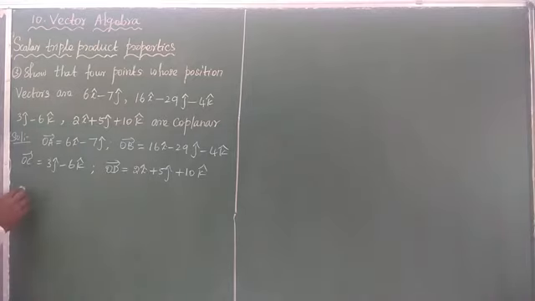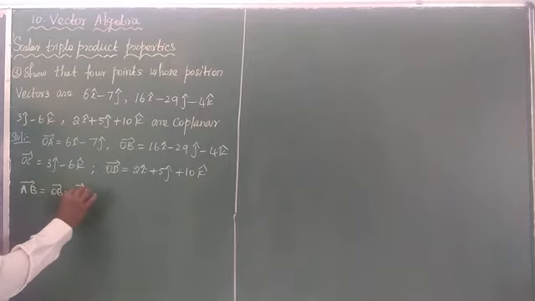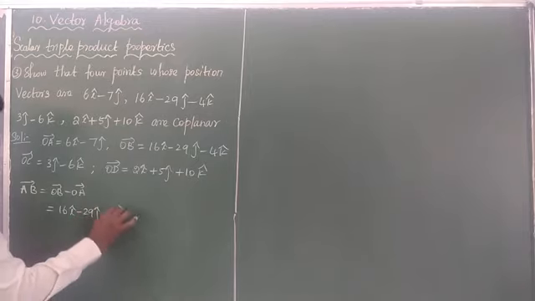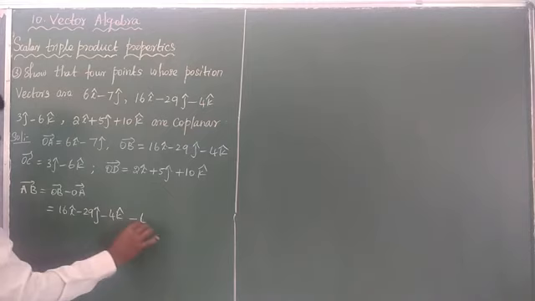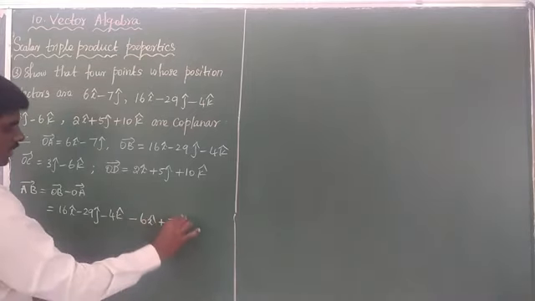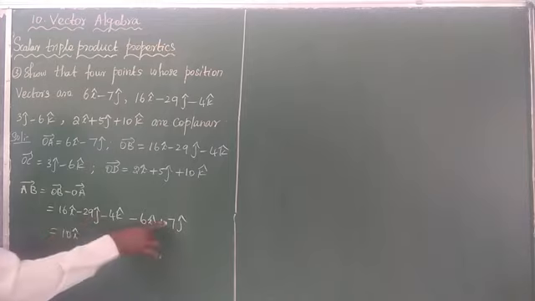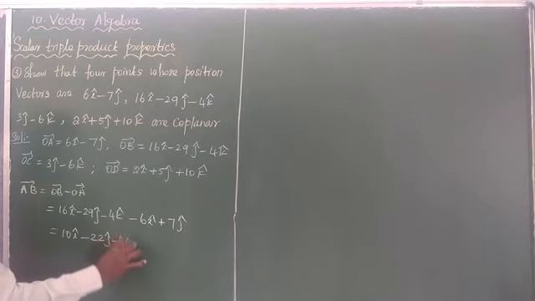What it means? I will take the position vectors, and I find out AB vector. What does the AB vector mean? The position vector OB vector minus OA vector. What's the position vector OB? Here OB vector is equal to 16 i cap minus 29 j cap, again minus 4 k cap, minus OA vector is equal to minus 6 i cap plus 7 j cap. Okay, just to simplify, here 10 i cap minus 22 j cap minus 4 k cap. This we find out first.